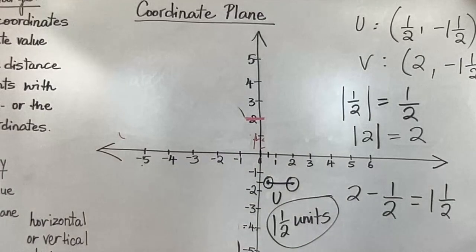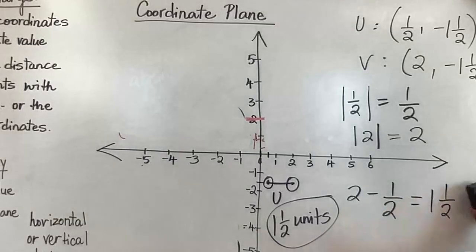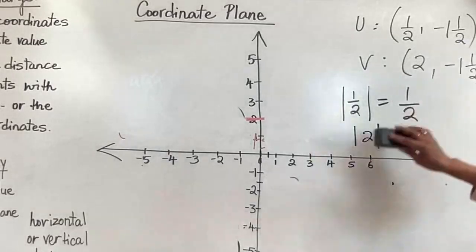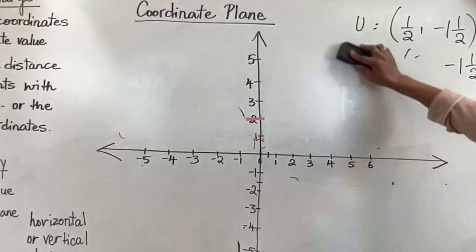Okay, because they are in the same quadrant and we are finding the horizontal distance. Now, let's talk about vertical distance. Wait one minute. Let's quickly do another problem where we're finding horizontal distance in different quadrants. So let's say I give you 2 points. I'm talking about different quadrants now.